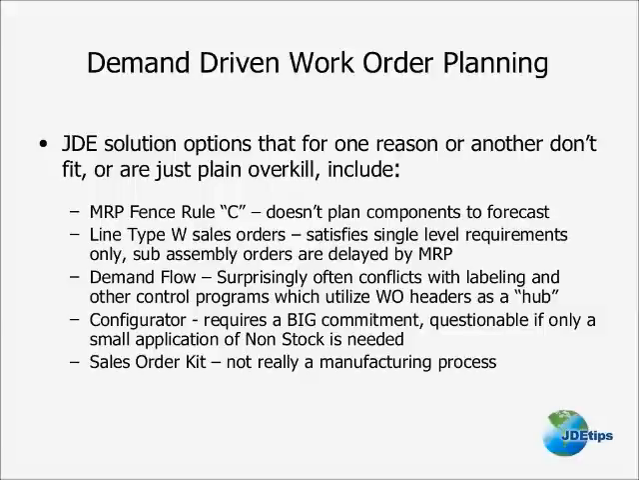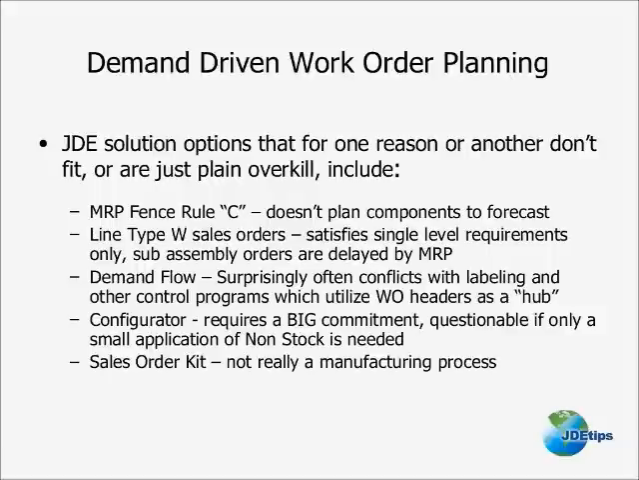So let's go through the list here. First of all, there's an MRP planning fence rule, which is how you tell the system to interpret demand. There's one that gives you the option to only look at customer orders. The problem with this is it doesn't plan enough material because you don't see any demand until a customer order rolls in.